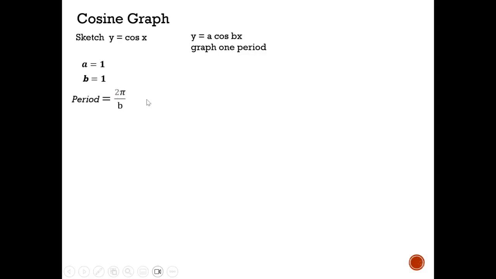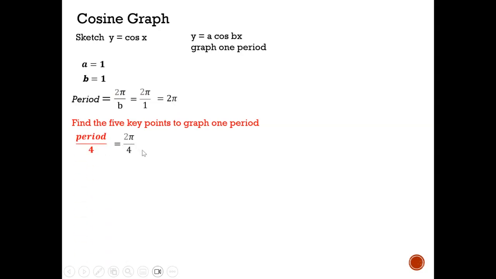And the period will be 2 pi over b, which will be 2 pi over 1, which will give us 2 pi. Now for the other 5 points, we divide the period, which is 2 pi, by 4, which will give us pi over 2. So we got 0, pi over 2, pi, 3 pi over 2, and 2 pi. The 2 pi over 2 simplifies to pi, and the 4 pi over 2 simplifies to 2 pi.